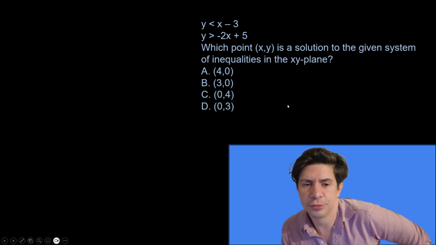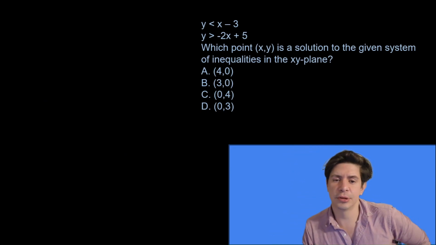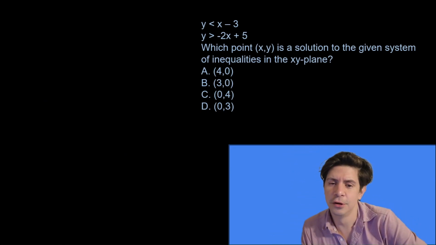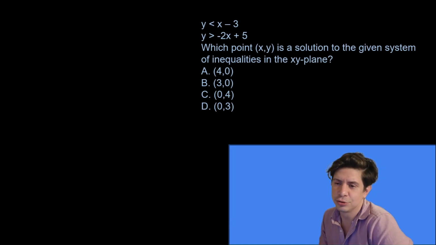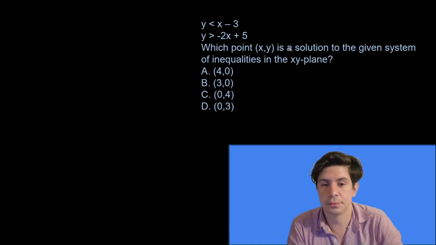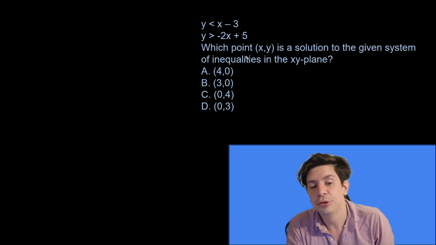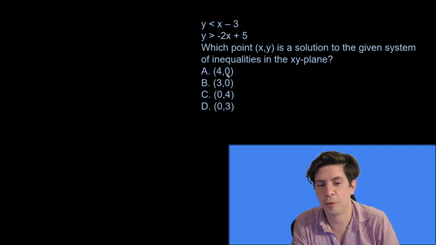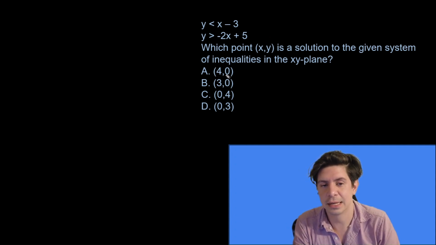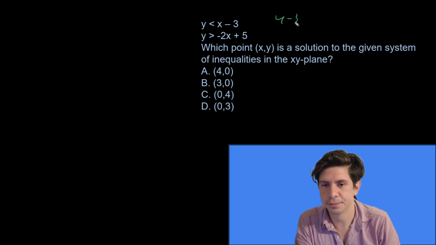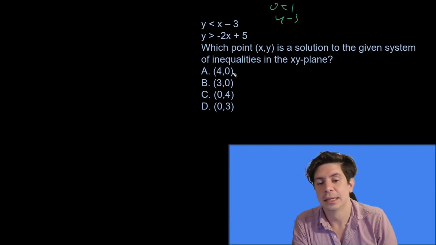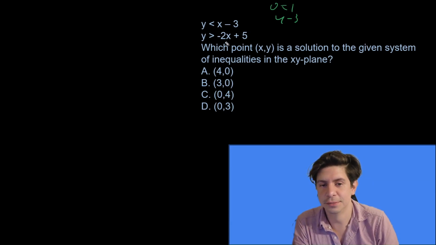Okay, and then we have this one here. Y is less than x minus 3. Y is greater than -2x plus 5. Which point is a solution to the given system of equations? Okay, so you could check them point by point. So for 4, 0: is this true? Yes. Because it'd be 4 minus 3, and 0 is less than 1. That works. Then does it work for the second one?